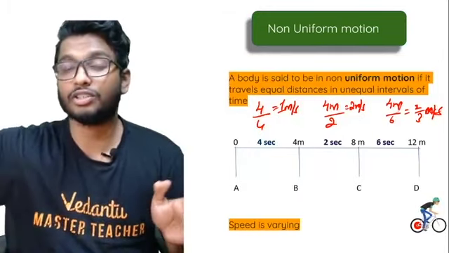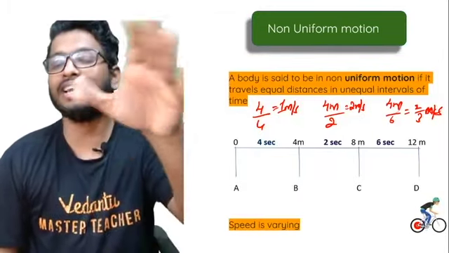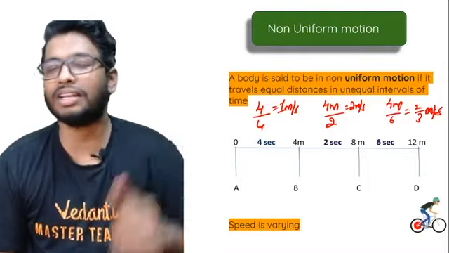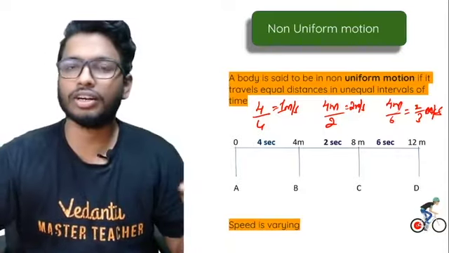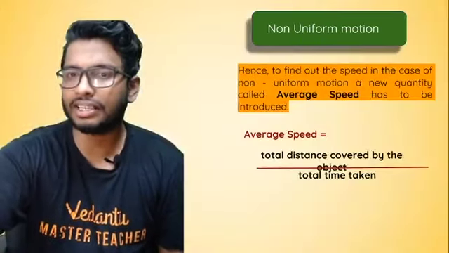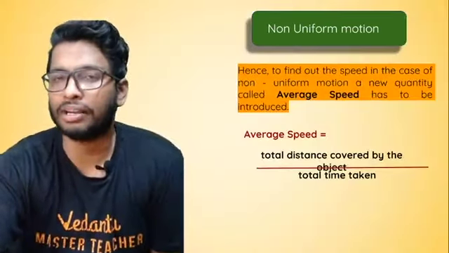Again, he's covered a distance of 12 meters. Time taken would be 4 plus 6 plus 2, that will be 12 seconds. So 12 divided by 12. So his average speed throughout his journey was around 1 meter per second. If you just calculate it, you'll get 1 meter per second.